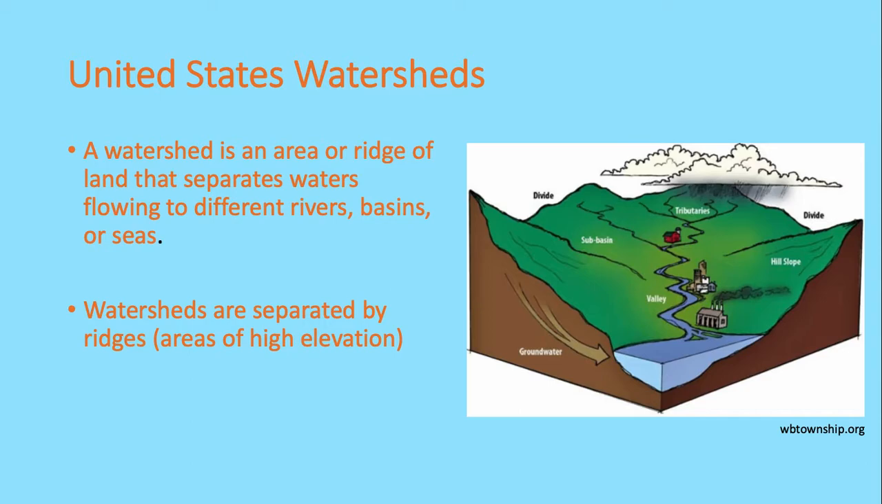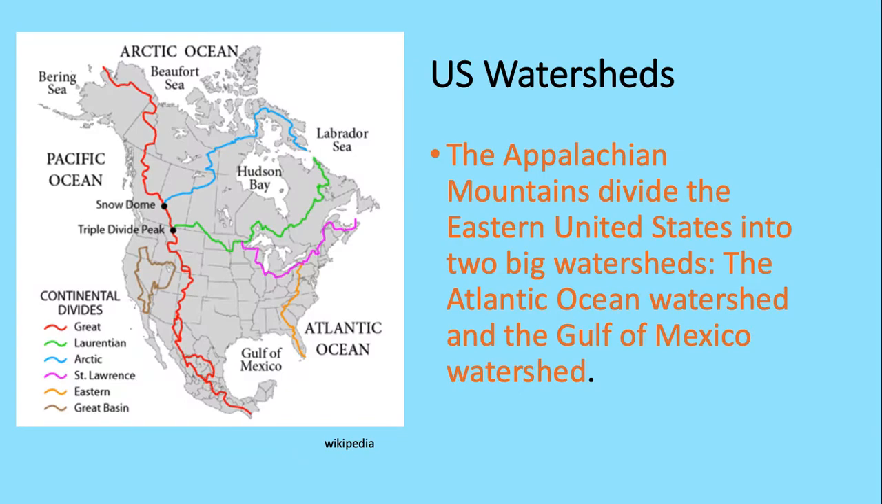All right, let's talk about watersheds in the United States. Once again, a watershed is an area or ridge of land that separates waters flowing to different rivers, basins, or seas. Watersheds are separated by ridges, which is areas of high elevation. The Appalachian Mountains divide the eastern United States into two big watersheds, the Atlantic Ocean watershed and the Gulf of Mexico watershed.